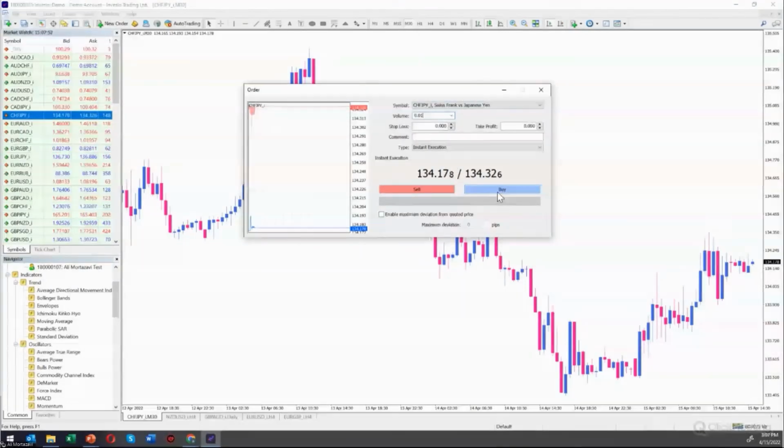And when I use the instant execution, if I click on buy, my position will be opened at this price at the moment. So we use instant execution only when we want a very specified price to get into the market. Otherwise, we can use the faster one, which is the market execution.